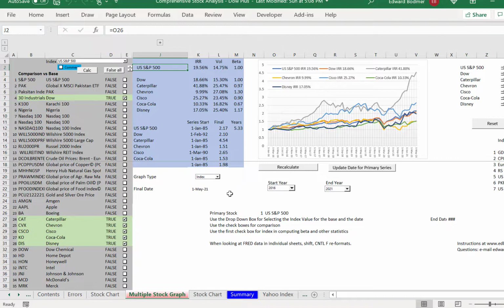the S&P 500, if I go from 2016 to 2021, has gone up by 19.6%. The Dow itself, the Dow 30, not Dow Chemical, has gone up by 18.6%, about the same time. And notice the beta is 1. And you can get the beta for this. The reason I did it is 5 years is you get the longer term analysis.